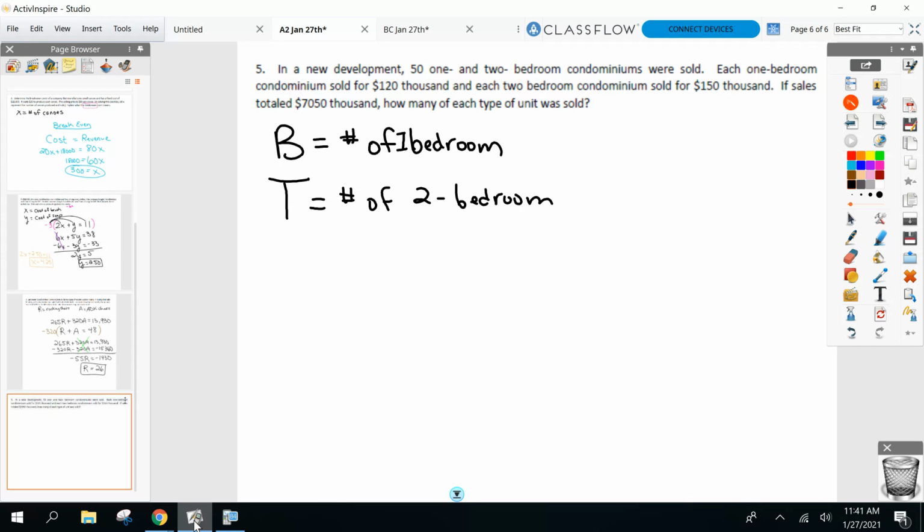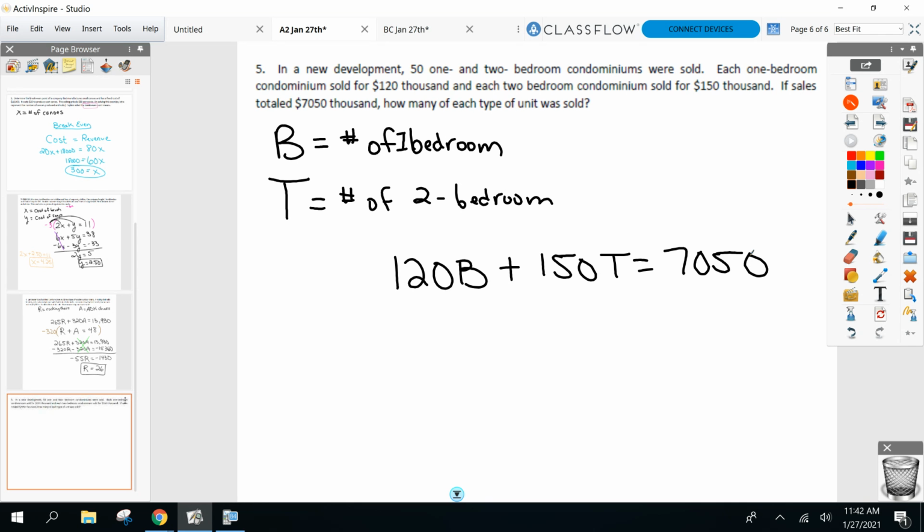Well, you could say money with money. So you would do 120T, plus 150T, would equal 7,050. Now, everyone, I know it says 1,000 after it, but because they all say 1,000 after it, I don't need to add in all the extra zeros and make life a little bit more complicated.